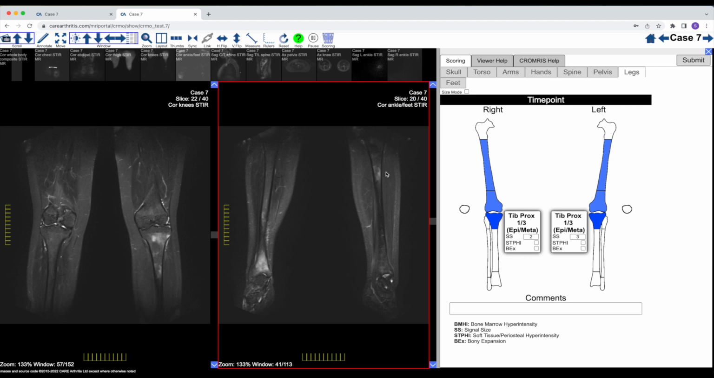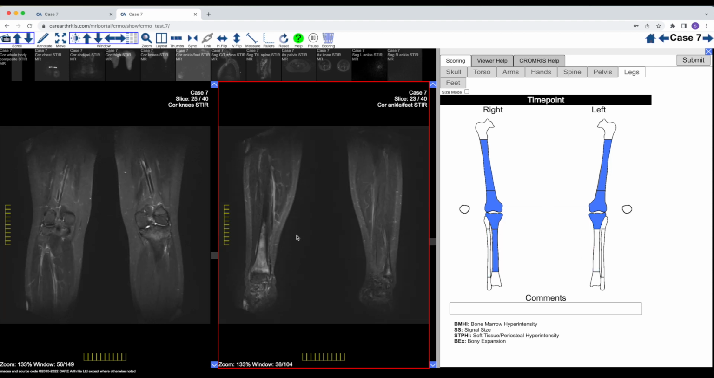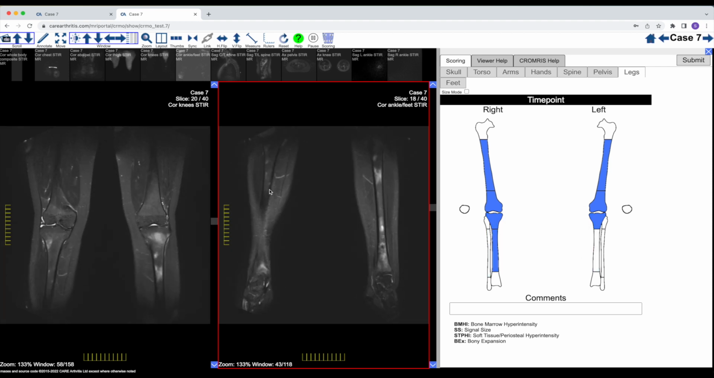It looks like there's definitely some more involvement once we get into the mid tibia. On that right side, there are some small areas of involvement, but they're on the smaller side, so less than 25%, so I'm going to give that a 1. And on the left side, it's a little bit more involved, so let's give that a 2 for 25 to 50% involved. Again, no soft tissue, no bone expansion in these areas.